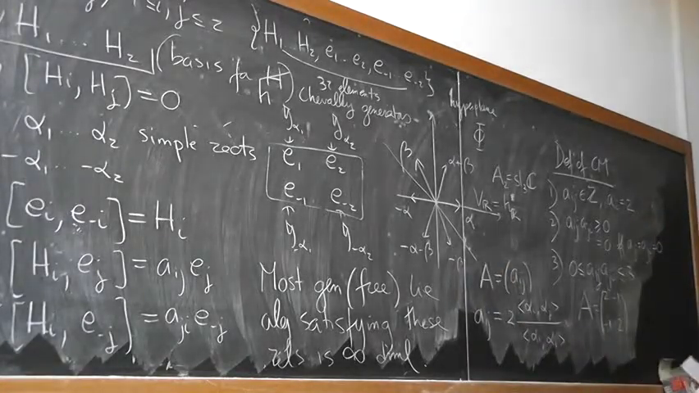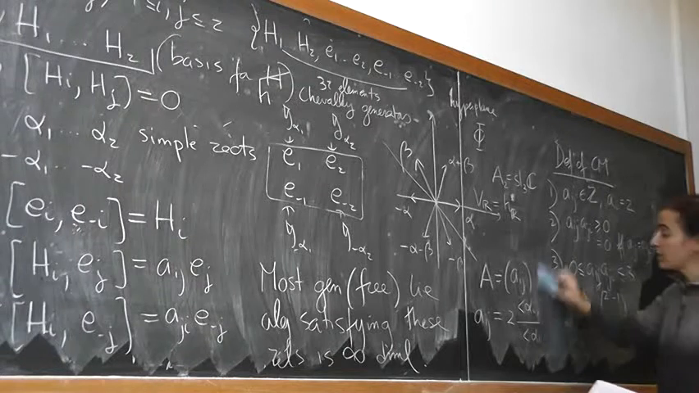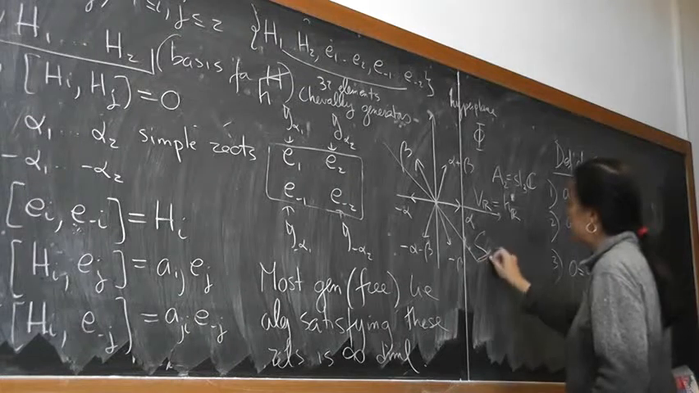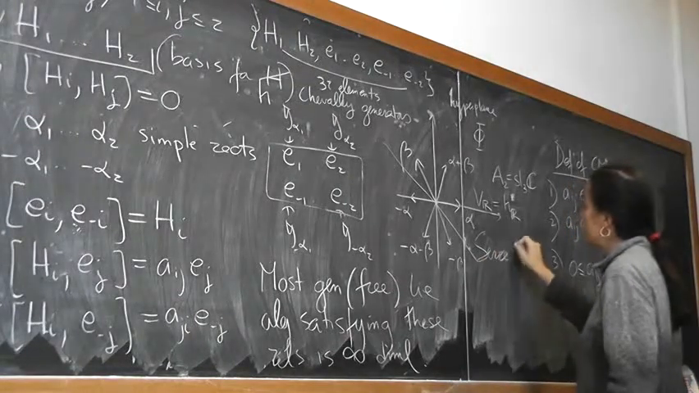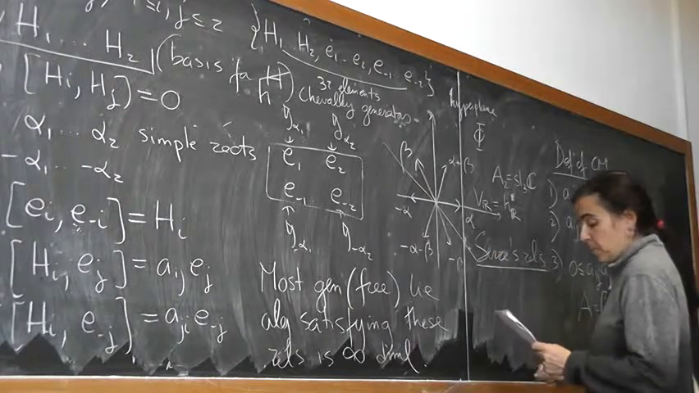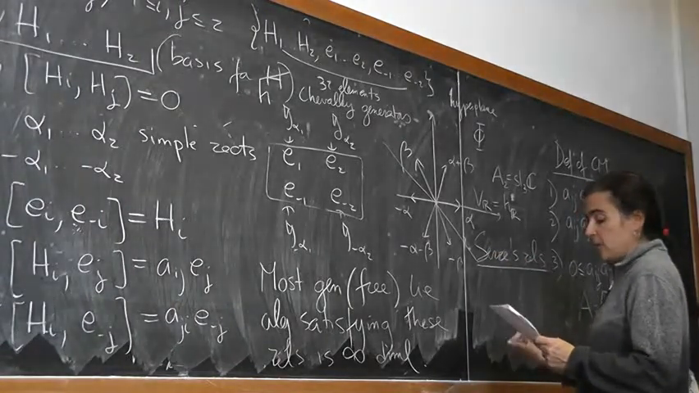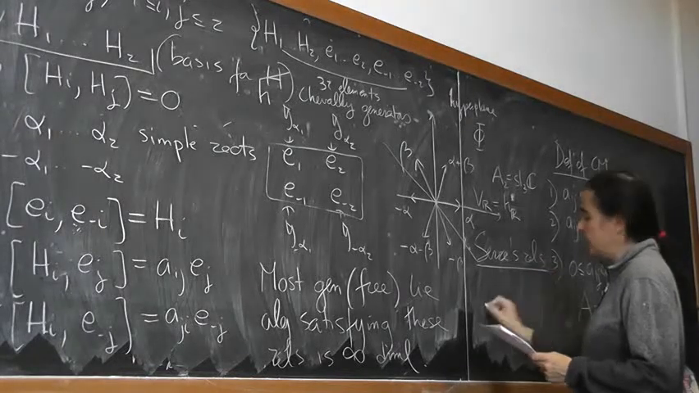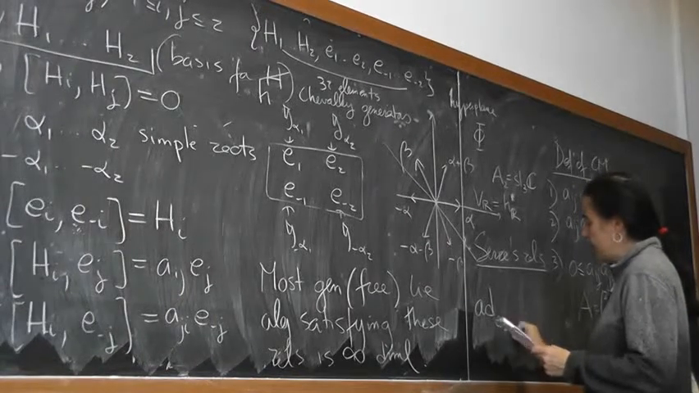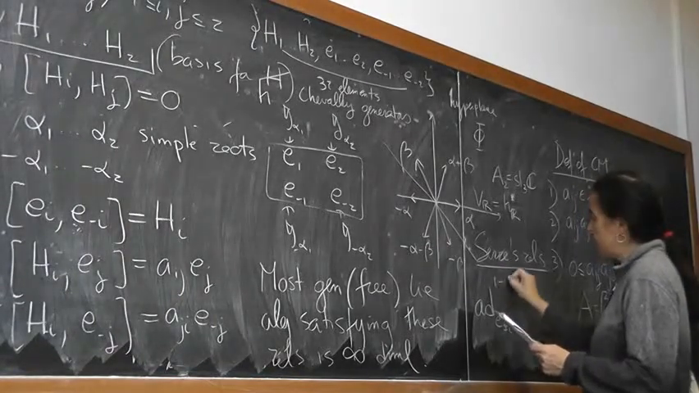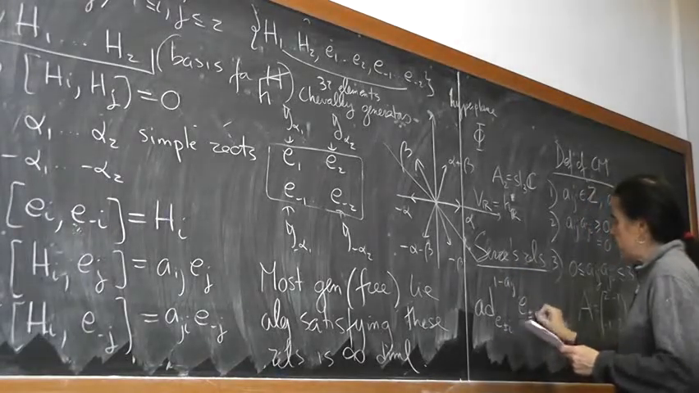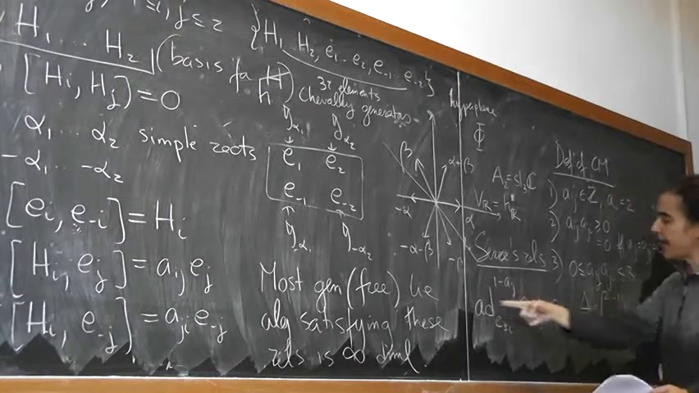But the extra relations that you have to add are called the Serre relations, because Serre was the first one realizing that these were missing, and these are the following. He writes like this. I'm writing what he writes, but I explain. The adjoint of E_{plus or minus i} to the power 1 minus a_ij applied to E_{plus or minus j}. These are called the Serre relations.